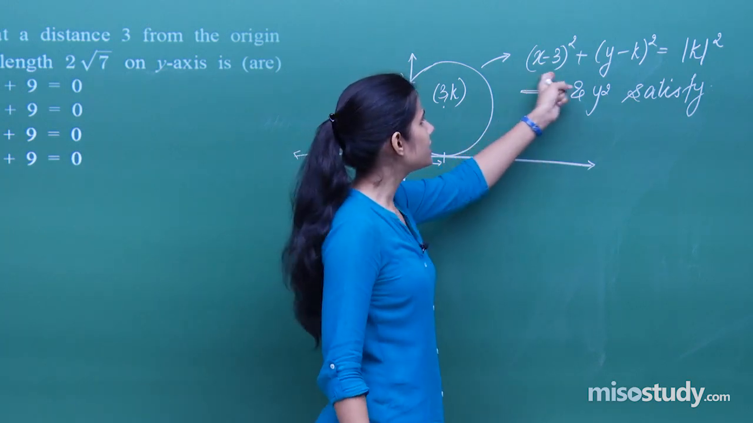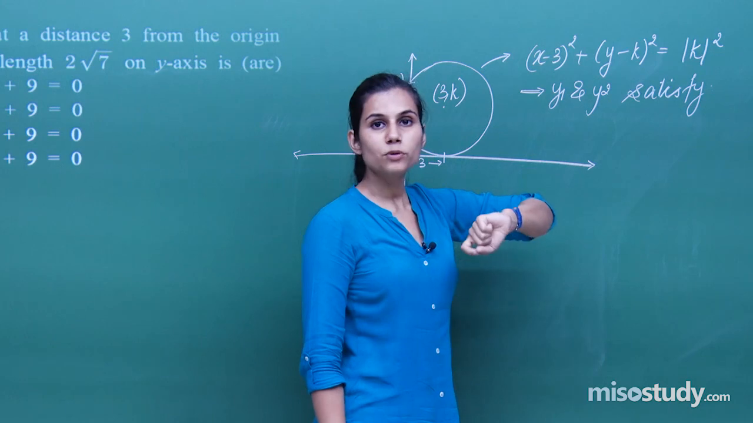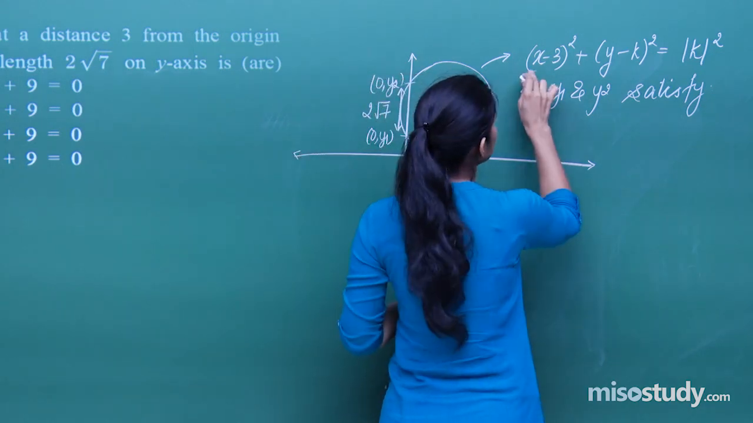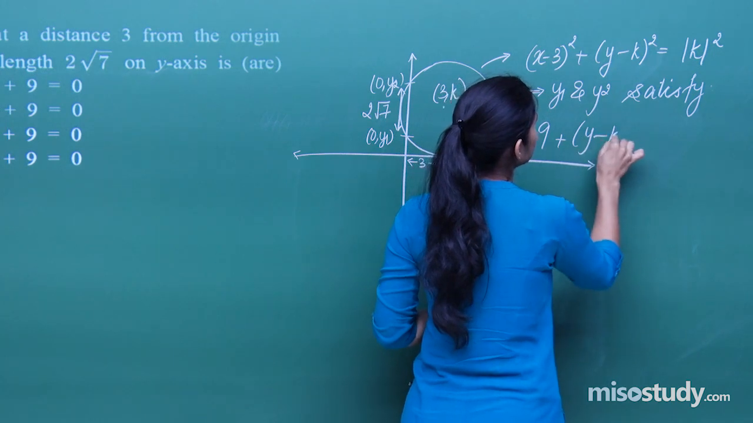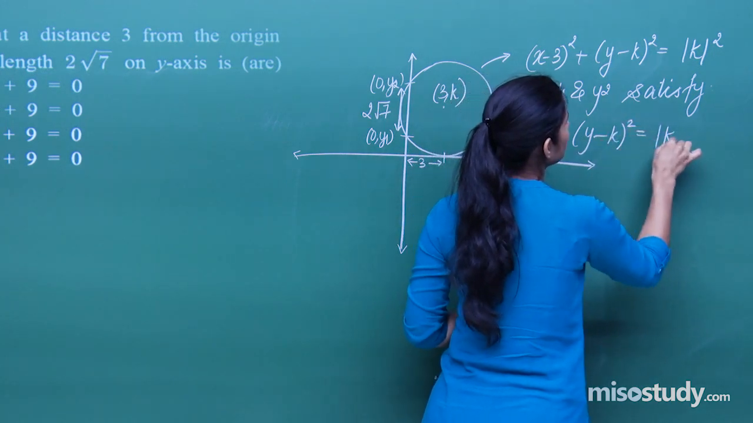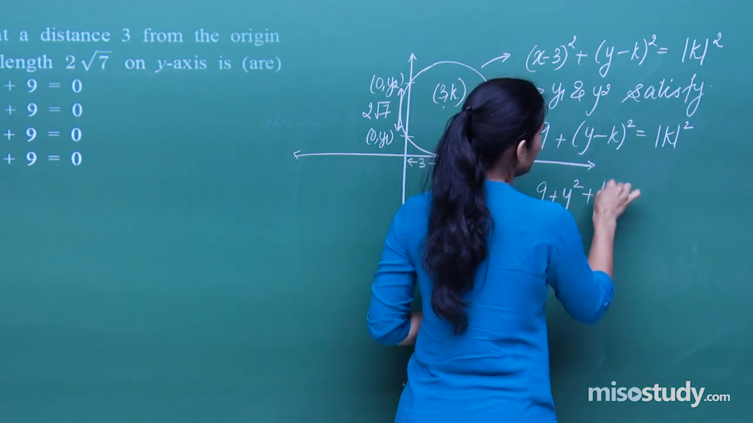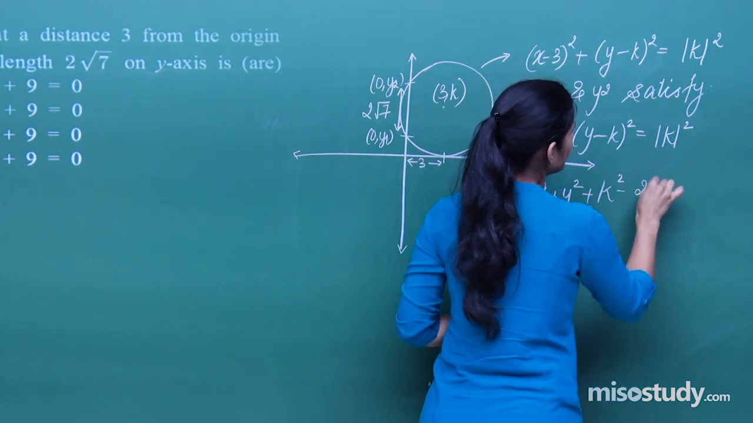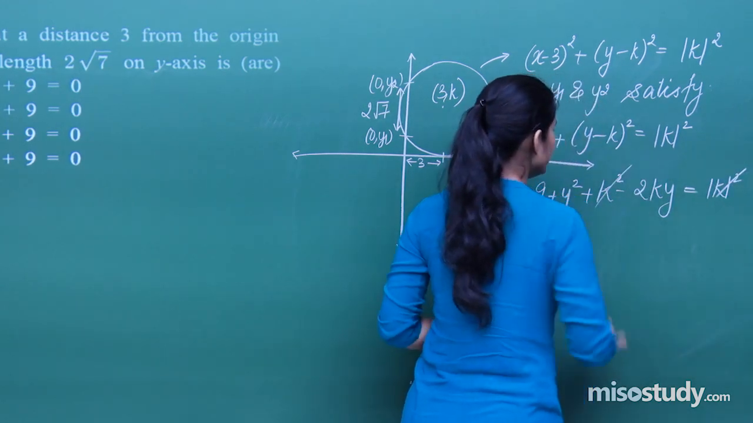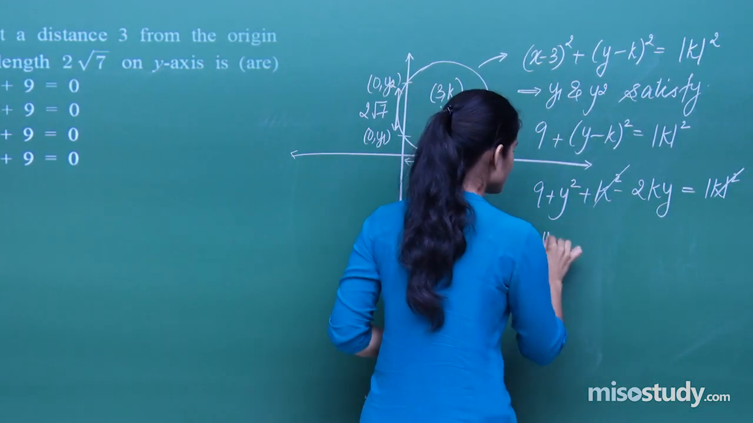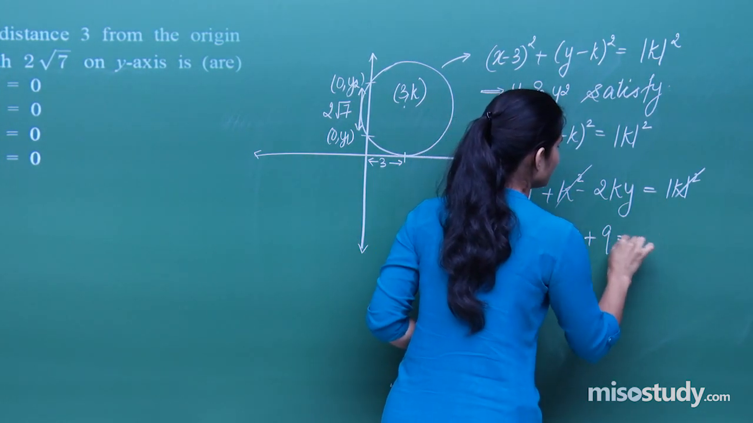In place of x you put 0, in place of y you put y1, and in place of x you put 0, in place of y you put y2. So they are going to satisfy (0 minus 3) whole square, which is 9, plus (y minus k) whole square equals mod k whole square, which is 9 plus y square plus k square minus 2ky equals k square. This gets cancelled. You have y square minus 2ky plus 9 equals 0.